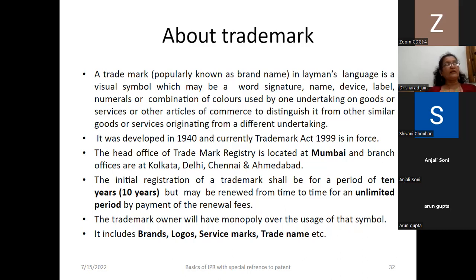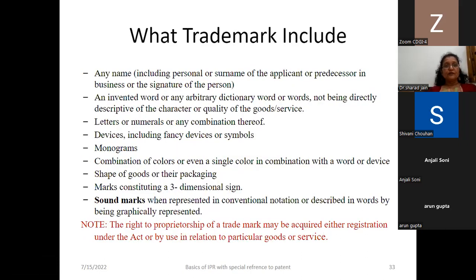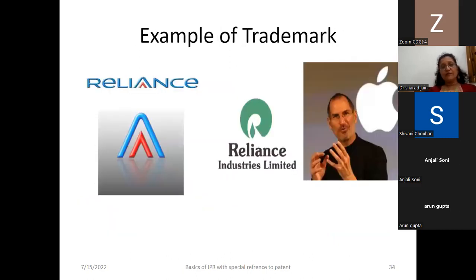A form is available on the patents website, you can fill it in and do the work yourself, because many private companies are there who are doing this kind of work, helping the person in bringing a trademark or applying for the trademark for them. But personally, we can also do it. So it covers any name or any word, any letters, any monograms or combination of colors, shapes, or any marker which we can give through this trademark. For example, Reliance or Apple, these are logos which are the trademarks of the companies or products.